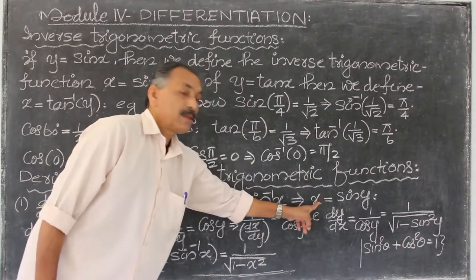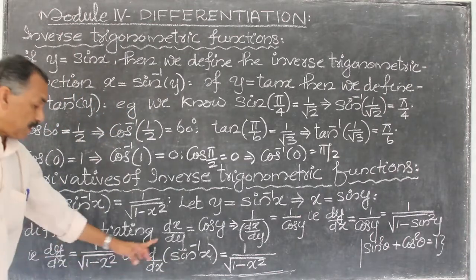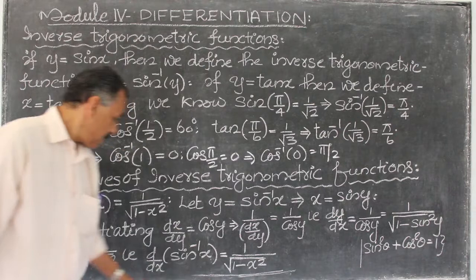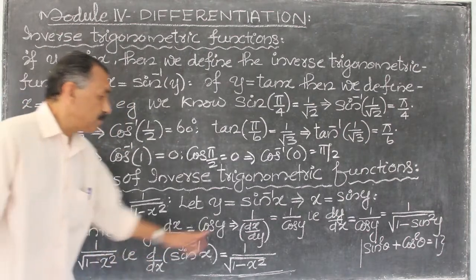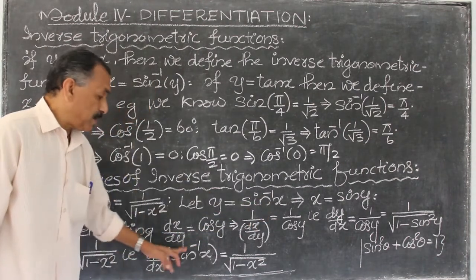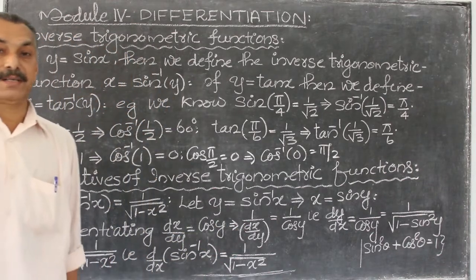What is sin y? X. Then sin square y is equal to x square. So d divided by dx of sin inverse x is equal to 1 divided by root of 1 minus x square, where y is equal to sin inverse x. That is, the derivative of sin inverse x is equal to 1 divided by root of 1 minus x square.